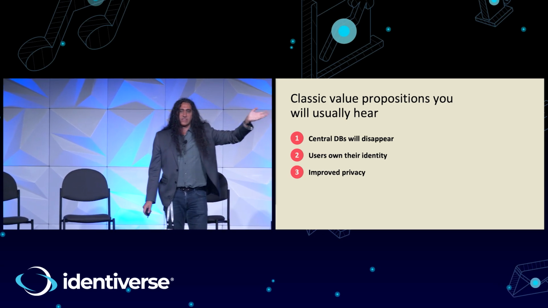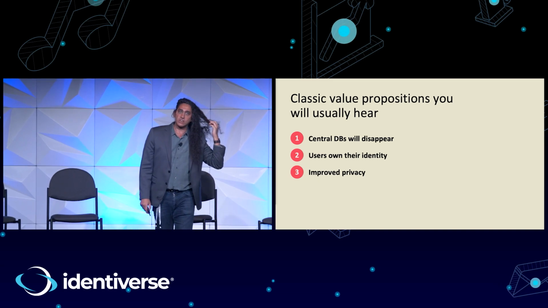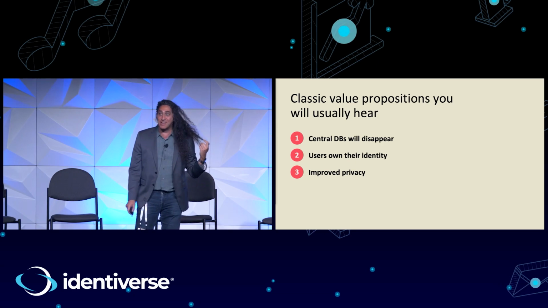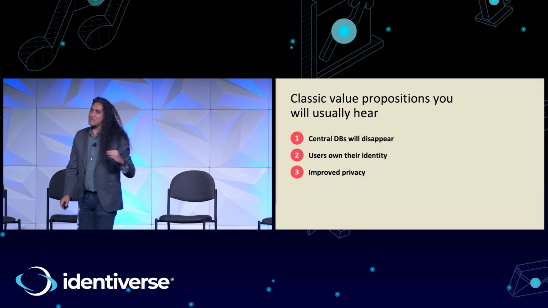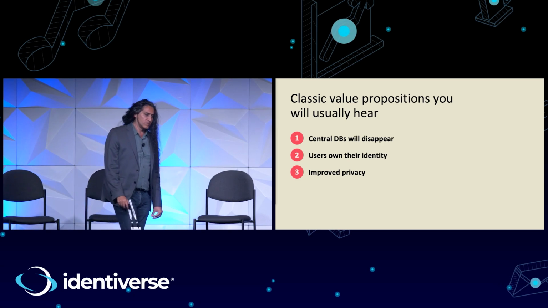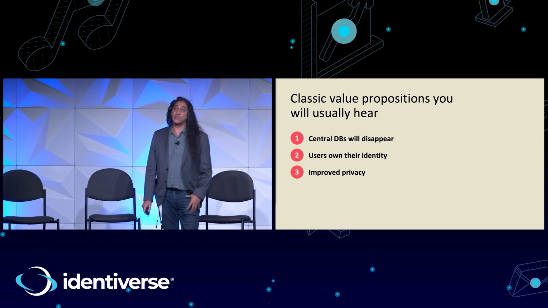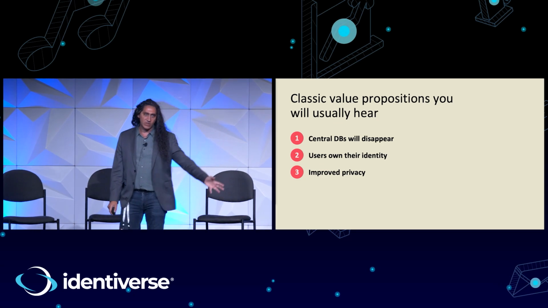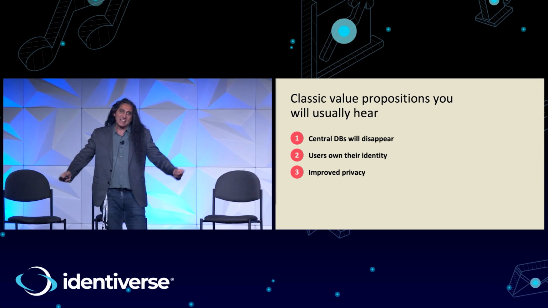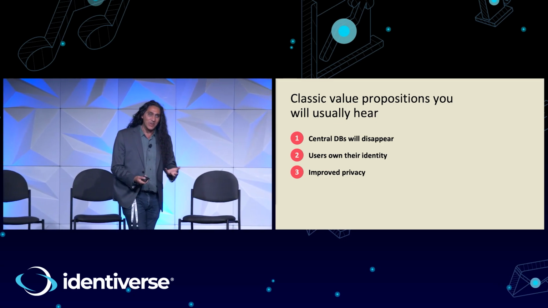One is that centralized databases of credentials will disappear. The other is that users own their identity. This is what the marketing departments absolutely love. It's a beautiful message, but not entirely true. And then there is the improved privacy, which is the one that makes me foam every time I hear someone on stage saying that. Because they say it, and then they don't ever say how, which is what I want to know.